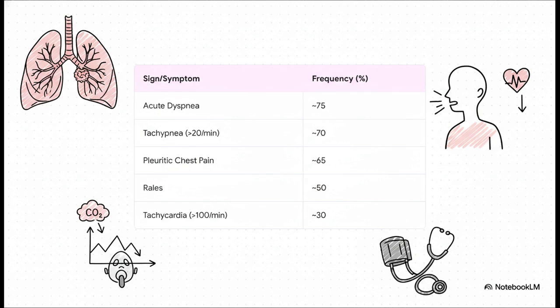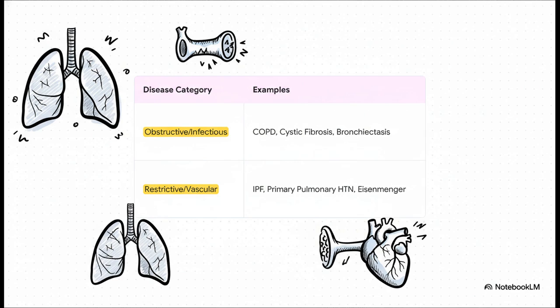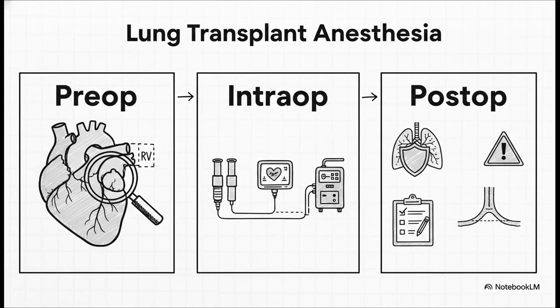Lung transplantation really is the last resort for a whole host of awful end-stage lung diseases. As you can see from the list, the reasons for it cover the entire field of respiratory medicine, from the obstructive diseases we've been talking about, like COPD and CF, to restrictive diseases like pulmonary fibrosis, and even vascular problems like primary pulmonary hypertension. Anesthesia for a lung transplant is probably one of the most challenging things we do, and it is the definition of a team effort.